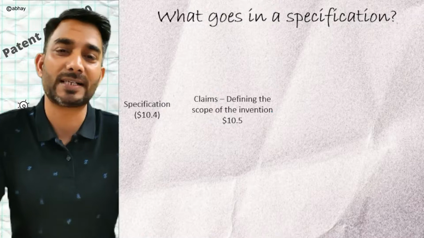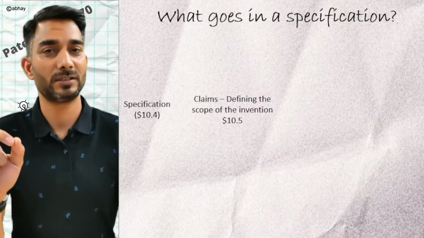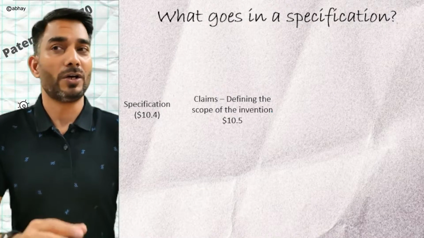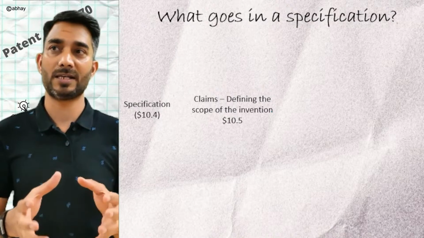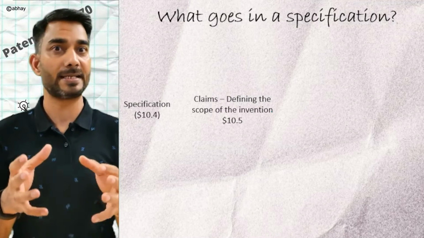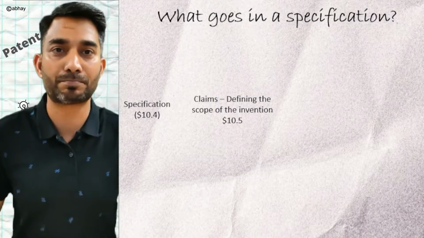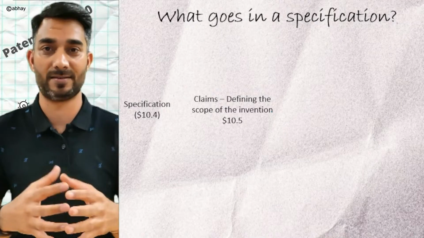Let's move on to the claims. Now, claims are the most important part of the specification. What are claims? With the claims, we are expressing technical systems and technical methods using legal terms for defining the protection, for defining the boundary that we want to play in.